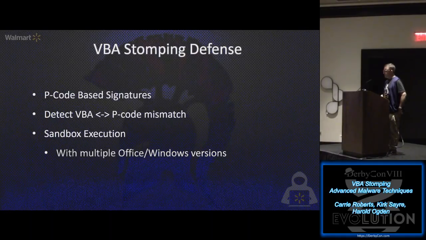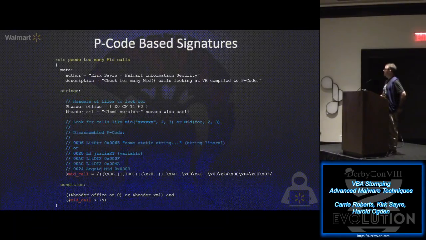So what do these defenses look like if you implement them? What we have up here is an example of a signature that's written based on the Pcode rather than the VBA source code. So this is a YARA signature. There are a few AV tools out there that allow you to include custom YARA signatures.